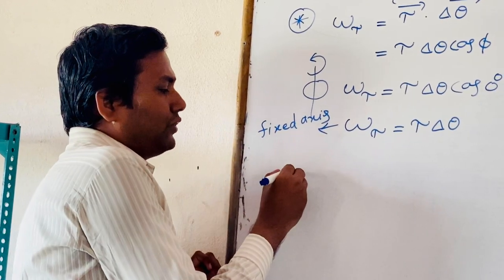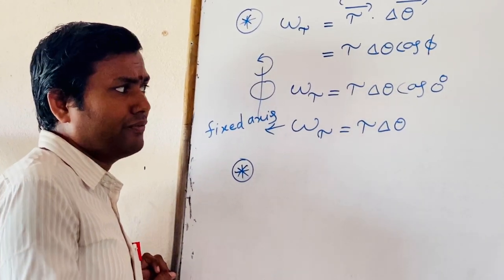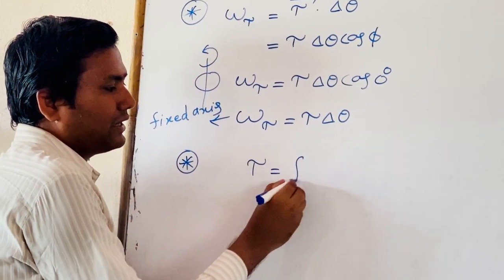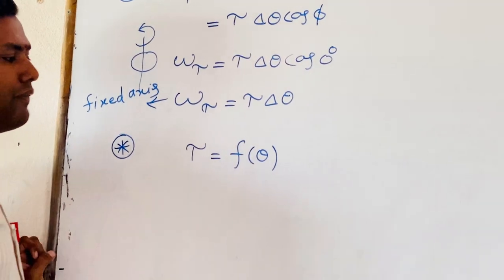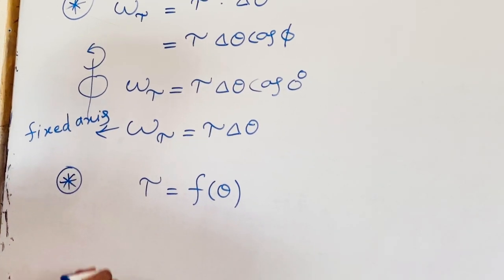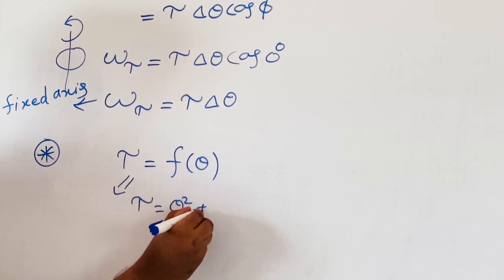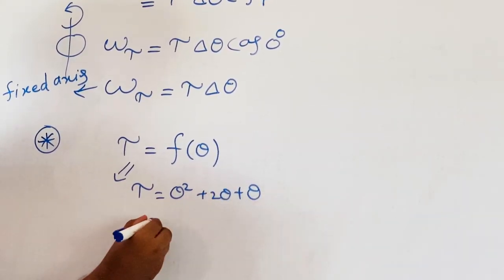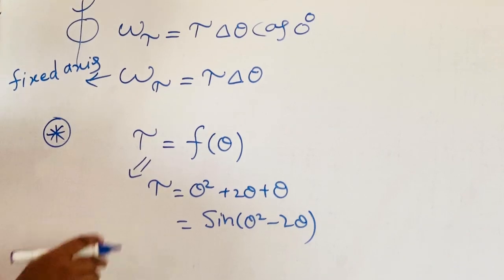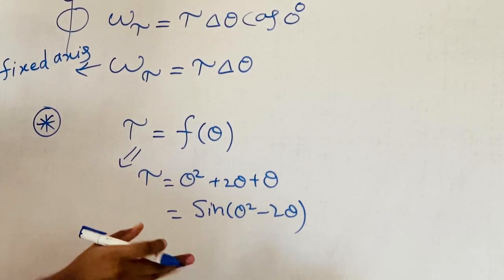Now we are talking about another type of work due to the torque. At that time the torque is not constant; the torque varies as a function of angular position. So torque is a function of angular position. Say, for example, tau is equal to theta square plus 2 theta, or sine of theta square minus 2 theta, whatever it may be. Basically the torque we can express as a sinusoidal function, an algebraic function, or any function.